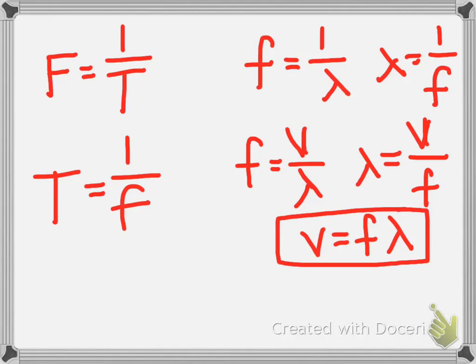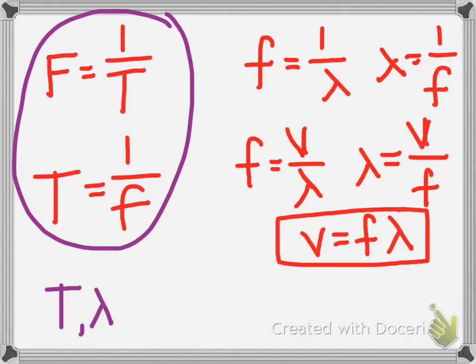From here, I asked them, well, if I had period and wavelength, how would I solve for speed? And so they look at the equations that we already know about frequency and period, and students say we can replace frequency with 1 over period.